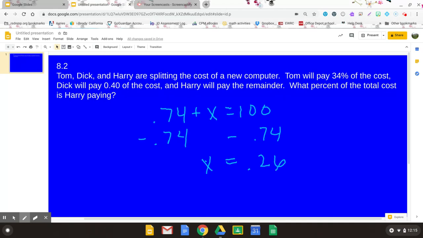And then if I want to present that as a percent, and that's what the problem's asking me to do, I know that 0.26 is equal to 26 over 100, because the 6 is in the hundredths place, and 26 over 100 is 26%.